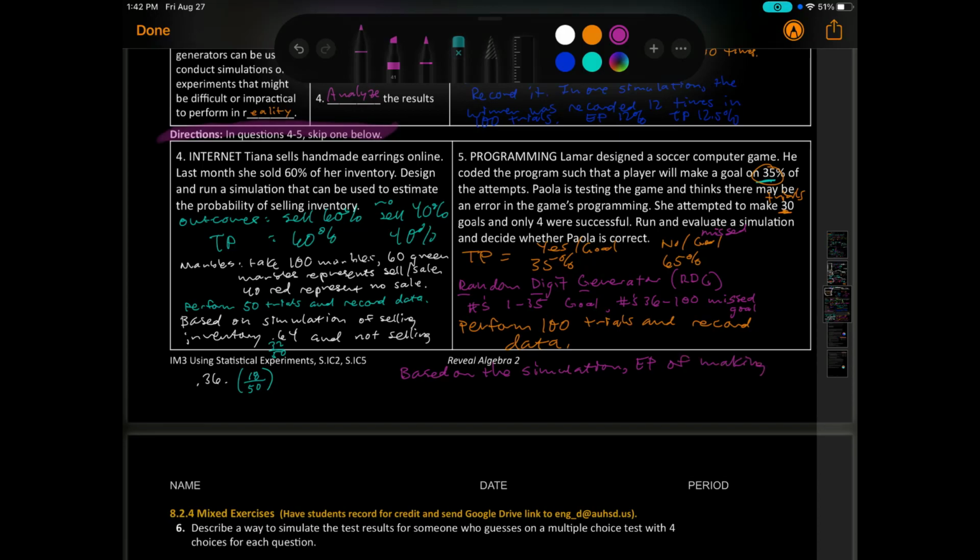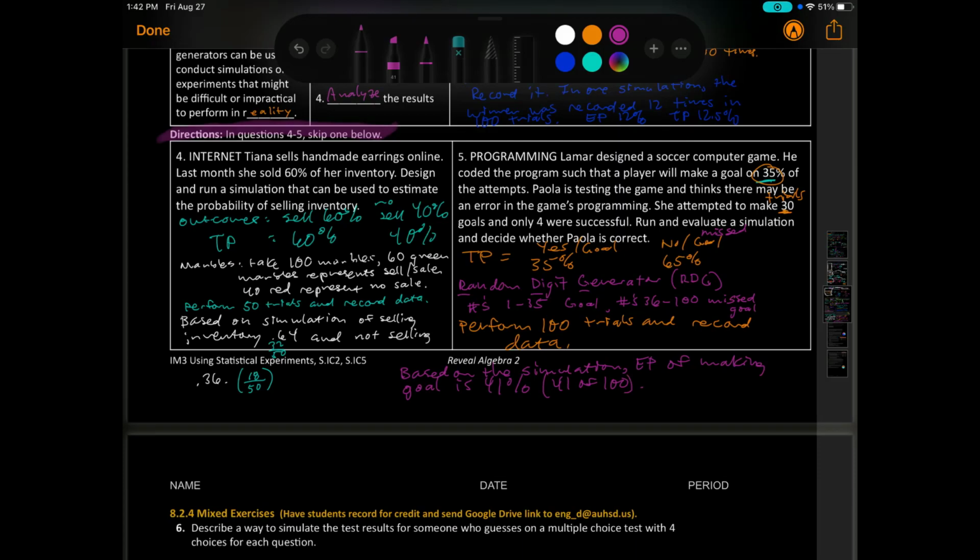Let's just say I do that 100 times, right? I press enter 100 times, and 41 times it comes up between a number 1 to 35. Making a goal is 41%. So 41 of 100.